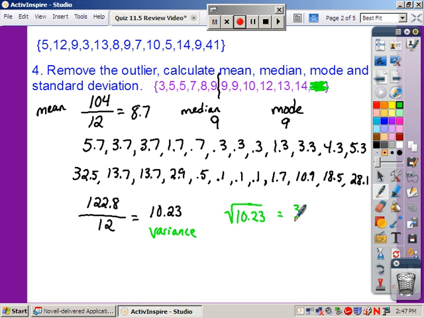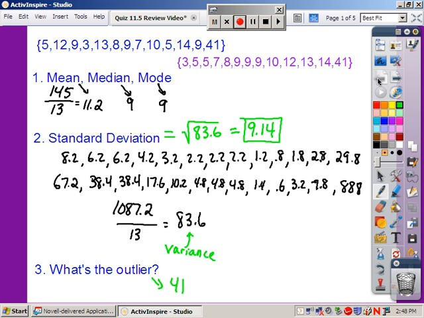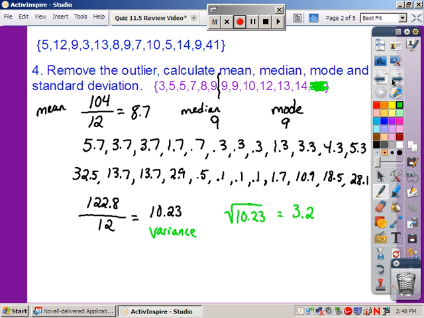You get 3.2. So by taking out that outlier, we've got a more sensical average. It's 8.7. So the mean went down, which makes sense because we don't have this really high number affecting things. And the standard deviation went from 9.14 down to 3.2, which tells you that the data points are now much more consistent. They're closer to the mean. That means that you have sort of good data.